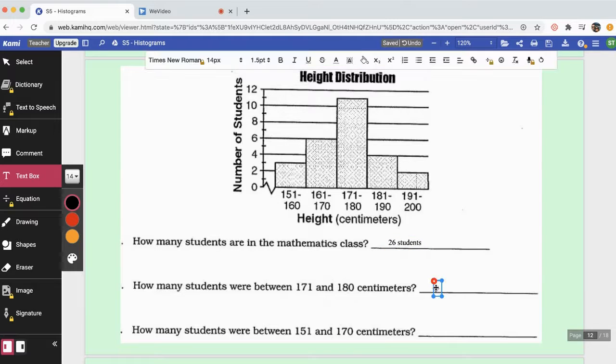How many students were between 170 and 180? So that's this interval right here. We just need to look at the height of the bar, and it is at 11. So 11 students fell into that range of heights. How many students were between 151 and 170? That's these two intervals together. So there were 3 here and 6 here. So there were 9 students altogether that fell into those 2 categories. Pretty easy, I hope.